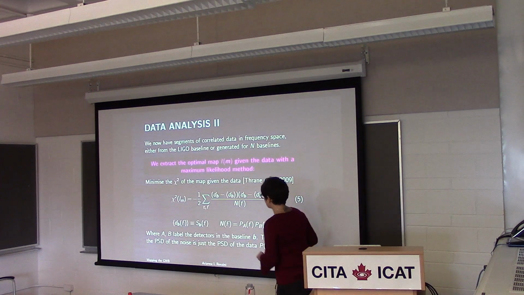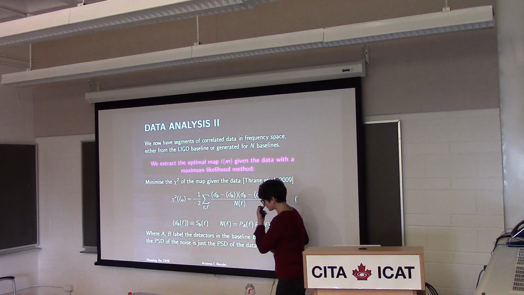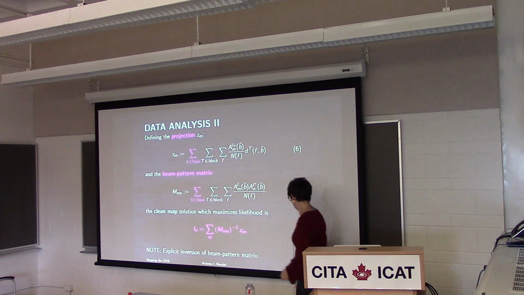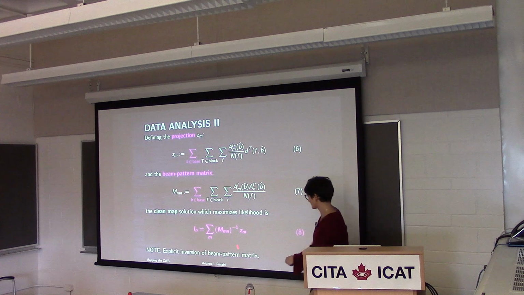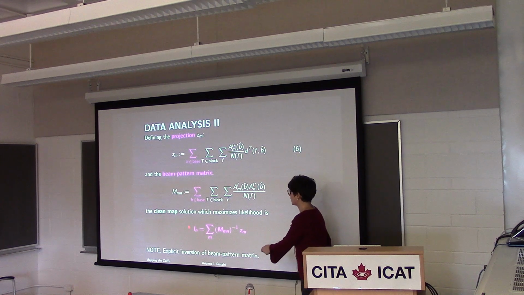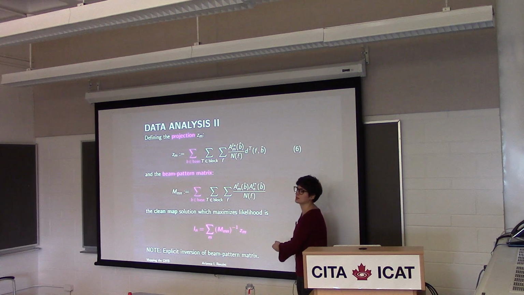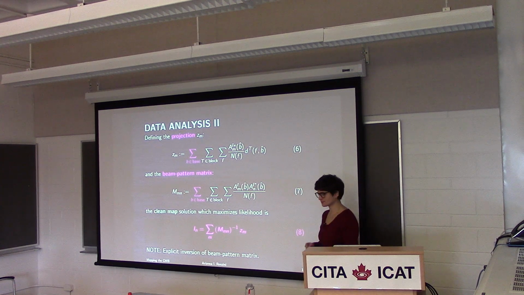By minimizing the chi-square with respect to the map that I want to extract, at the end of the day, I end up with equation 8. Just look at 8. The intensity of gravitational waves as a function of pixels, where my n and m are pixels on the sky, is the result of this operation. We are inverting an operator which we refer to as the beam pattern matrix and applying it to what we call the projection operator.